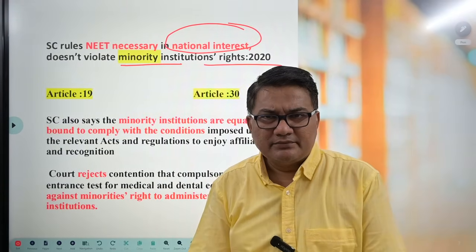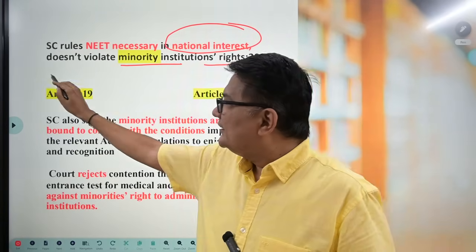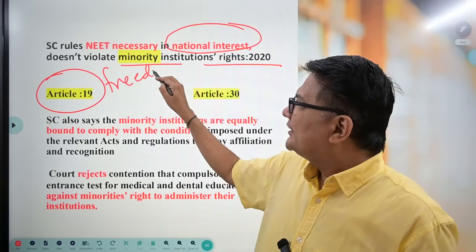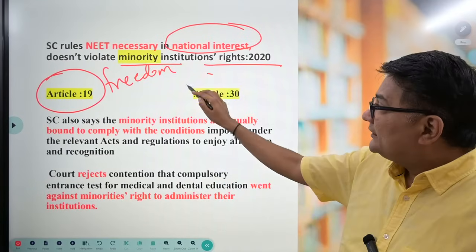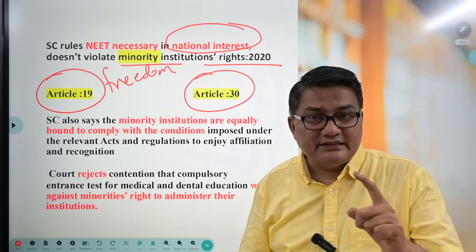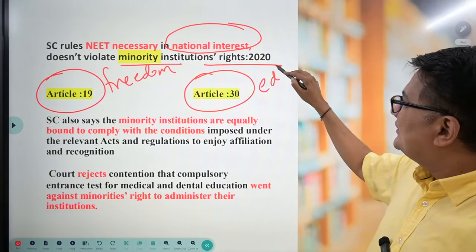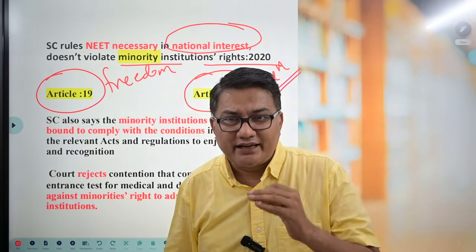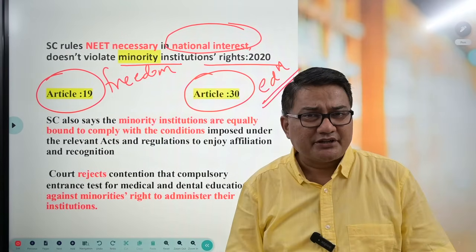Now you may say, sir, but what are the special rights minorities enjoy? Listen carefully. Under Article 19, you have freedom to carry out any business, so you can carry out any trade or occupation which is lawful in nature. But Article 30 says that minorities, on the basis of religion or language, have the right to set up and run their educational institutions. This is a right given by the Constitution to minorities, that you can set up and run your educational institution.